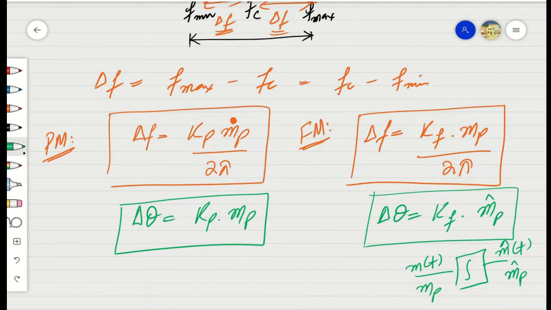So because the information signal was directly influencing the frequencies for the case of frequency modulation, the peak amplitude of the information signal is causing the peak deviation in the frequencies. While for the case of phase modulation, the derivative of the information signal causes the fluctuations in frequencies, therefore the peak amplitude of the derivative of the information signal will cause the peak frequency deviation.